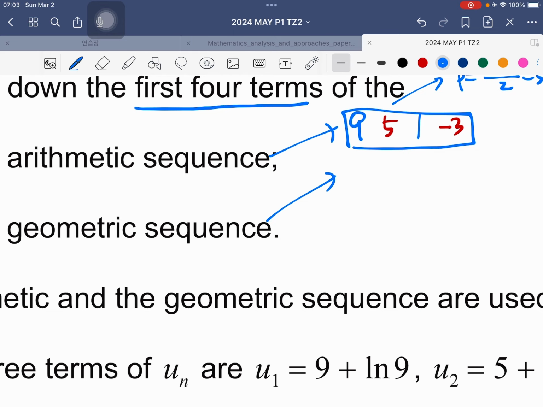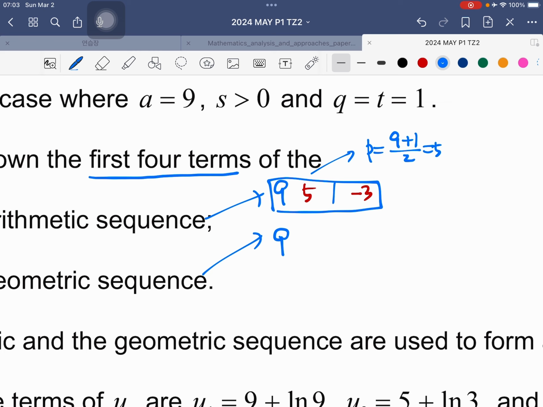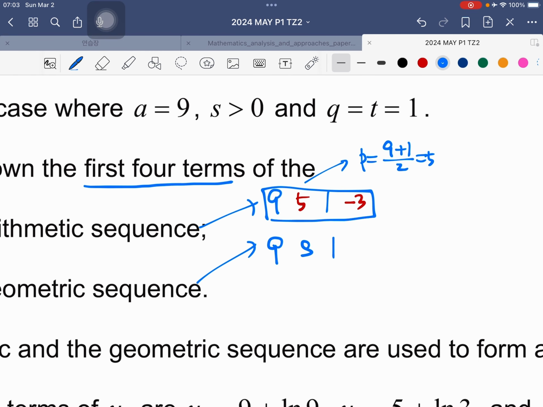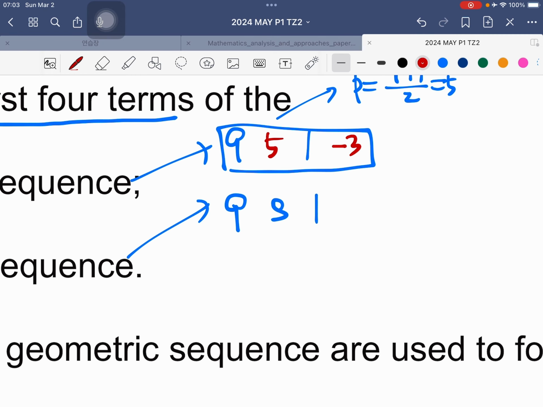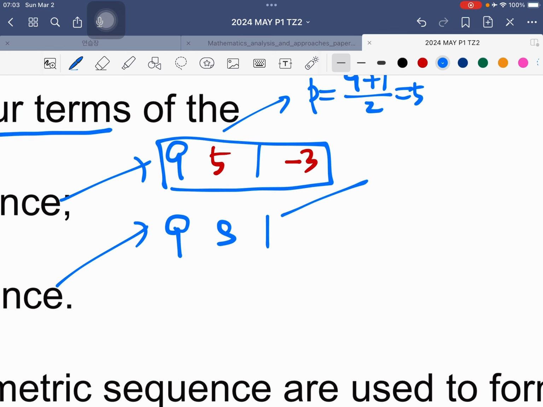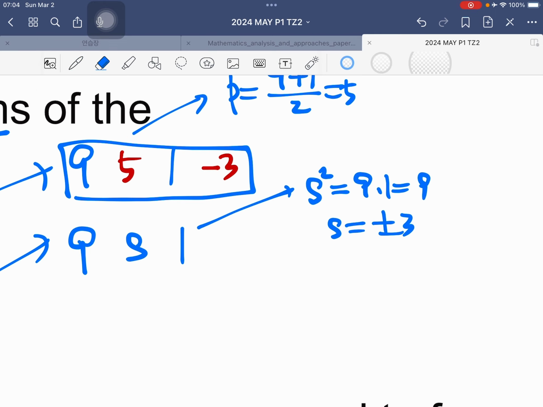Geometric sequence, let's see that. The geometric sequence's initial value is given by A, which is 9, and the second value, S, we don't know. The third value T is 1. So this is a geometric sequence, but it says S is greater than 0. Using the geometric mean principle, S squared must be 9 times 1, which is 9. So S can be plus or minus 3. Because S is greater than 0, S must be plus 3.